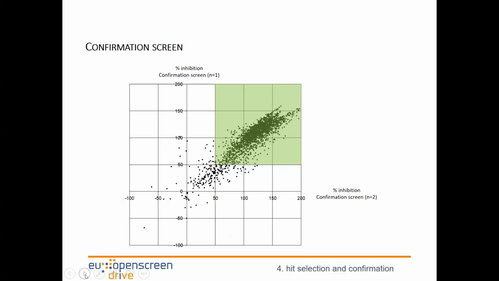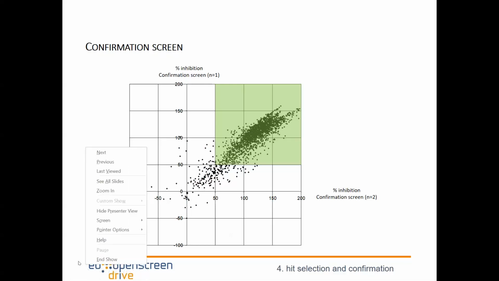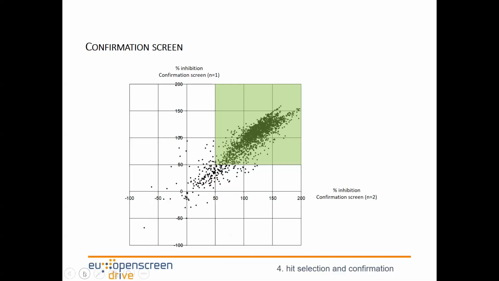If you have a confirmation rate of 50% or above, that is acceptable. If you have a confirmation rate of 10 or 20%, this really indicates that the screen did not perform well. So this is the output from the confirmation screening where we pick the hits and reconfirm the activities, and the bulk of the activities are confirmed. And next slide, please.